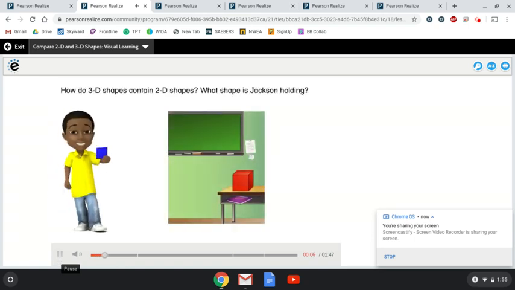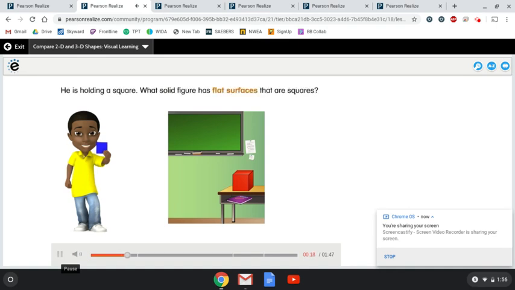How do 3D shapes contain 2D shapes? Let's find out. What shape is Jackson holding? He is holding a square. What solid figure has flat surfaces that are squares? Hint, look on the table and the desk. This one right here. Cubes are solid figures that have flat surfaces that are squares. Each side of the cube is the same.